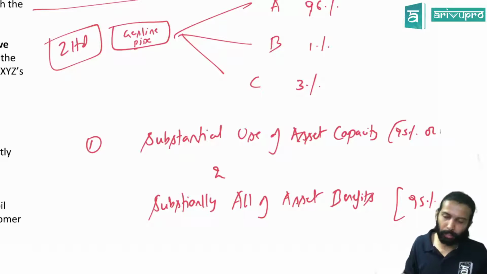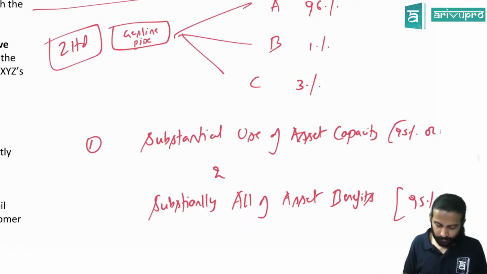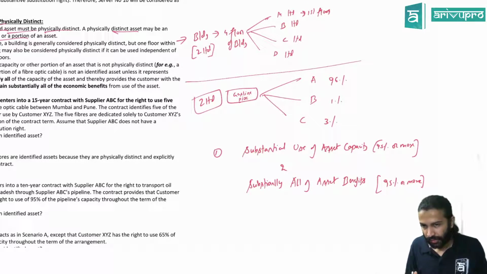Three points you have to remember as far as identified asset is concerned. Can you give me a quick recap, then I can move on? Or are you still writing anything? So if it is, let's say, 33.3.